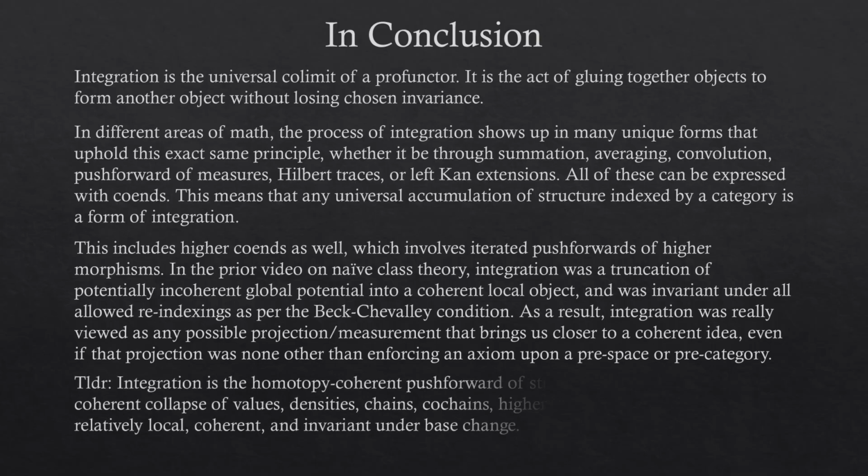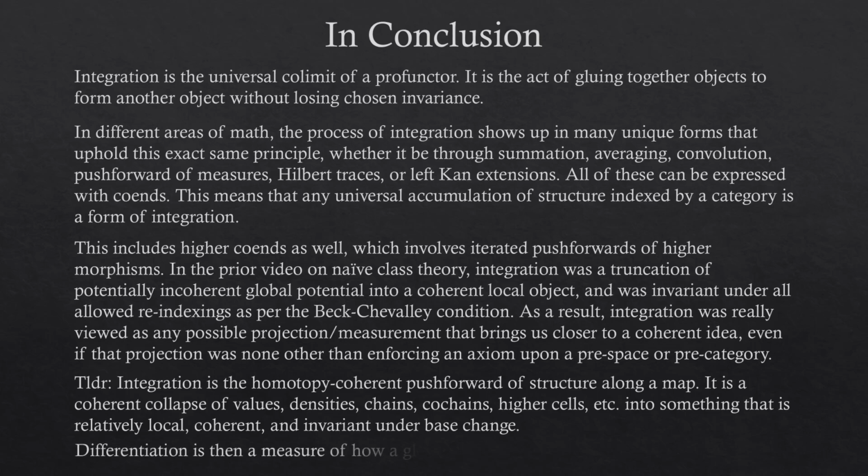Too long didn't read version. Integration is the homotopy coherent push forward of structure along a map. It is a coherent collapse of values, densities, chains, cochains, higher cells, etc. into something that is relatively local, coherent, and invariant under base change. And as coends are the left adjoint of ends, we find that differentiation is a measure of how a global theory changes when local data is perturbed.